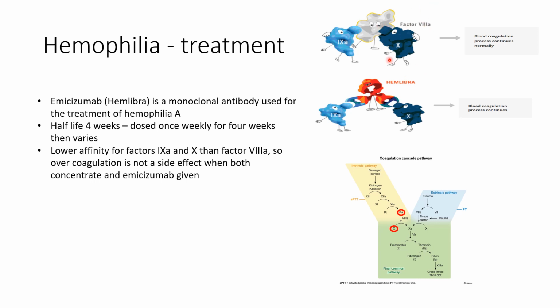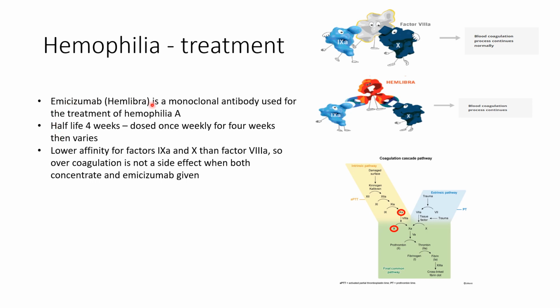Hemlibra, in factor 8 deficient people, also known as people with hemophilia A, when that's gone, Hemlibra does the same thing, brings factor 9A in contact with factor 10, and then it allows you to bypass this step of the coagulation cascade. So this and this come together, boom, activate 10 to 10A, and then that can continue the pathway, and you can form a stable fibrin clot.